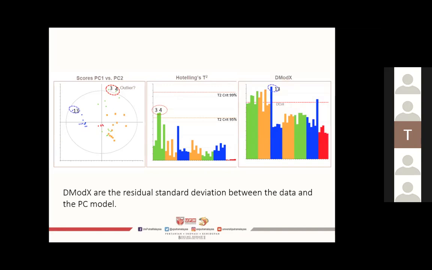DModX is an acronym for distance to the model in the X data, and indicates how well an observation fits the PCA model. Samples with a DModX larger than the critical level, the red dotted line, are outliers. If the DModX is twice the critical value, they are strong outliers. In the DModX plot, sample 13 is different from its population with respect to the correlation structure of the variables. So, sample 13 is an outlier.